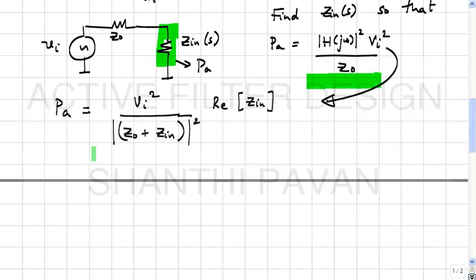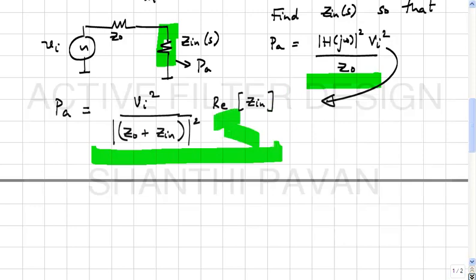Okay, this is the expression for power dissipated in Zn, which means that we want to find a Zn such that this character is the same as this.